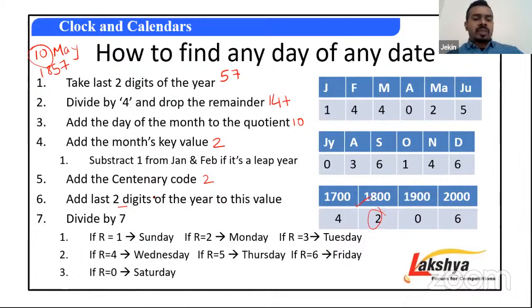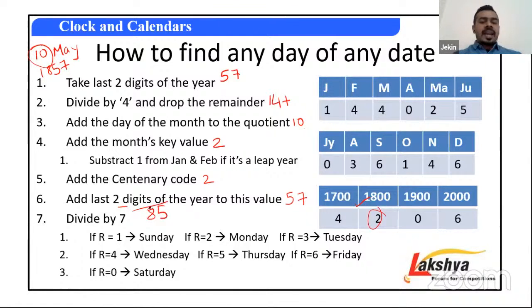Add last two digits of the year. Last two digits of the year 57. ये सारा चीज ऐड करो. 14 plus 10, 24 plus 2, 26 plus 2, 28. Sorry, 28 plus 57 करो. 28 plus 57 करेंगे कितना आएगा?